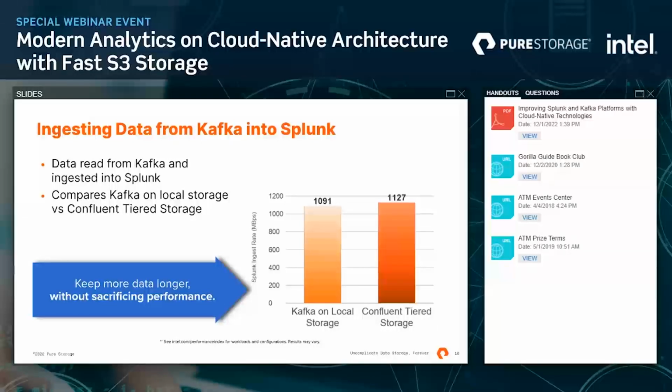It's almost similar. So what it means is you can retain data for Kafka for a longer period of time in tiered storage, and if you have to access the data, you're not impacted by the performance at all. So it gives you the best of both worlds. Retain the data for longer, but without sacrificing performance. So we were able to validate this on the Kafka front, and you saw earlier on the Splunk front as well.